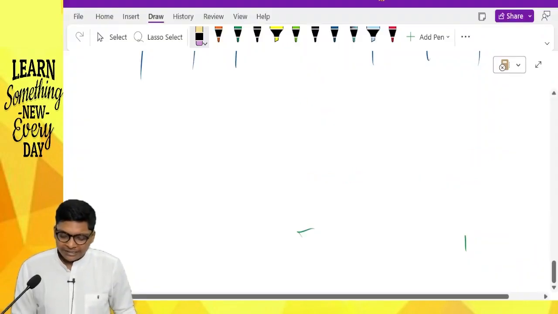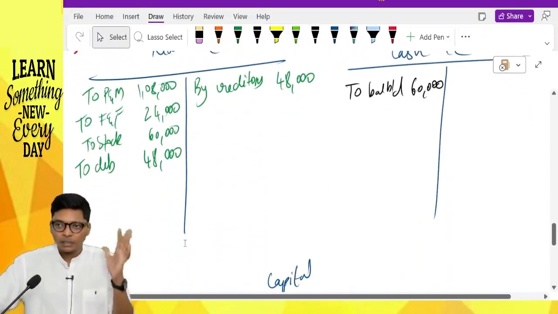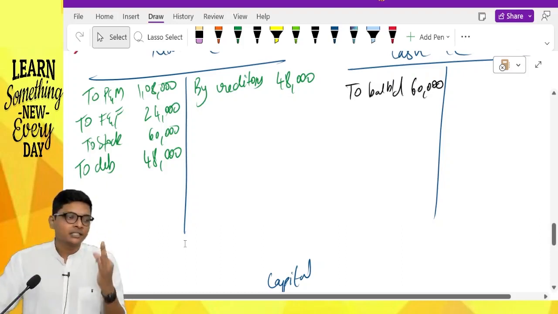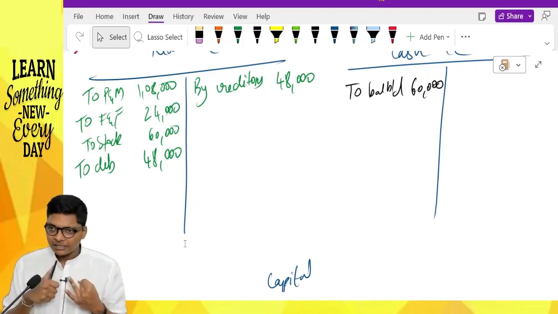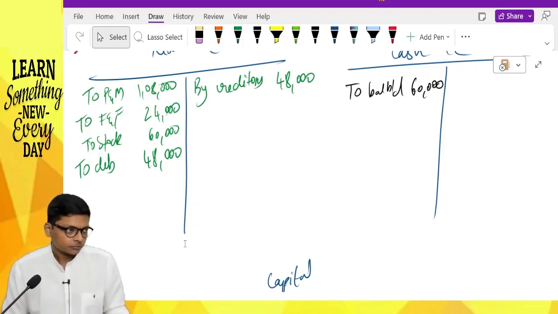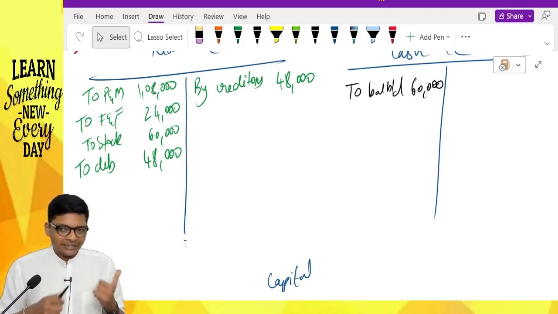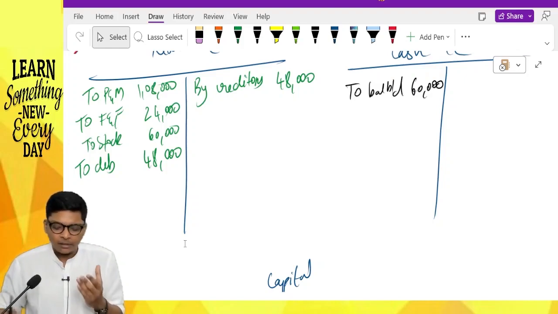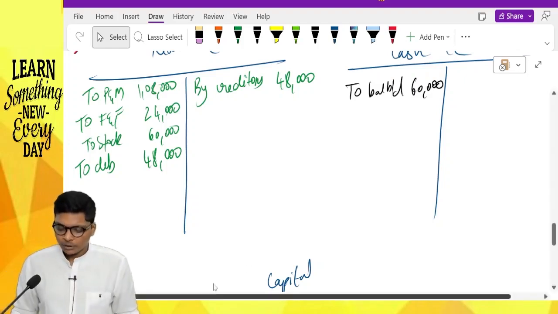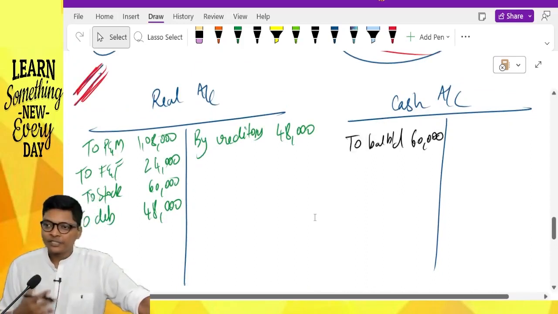All you have done is presentation of values in a different format in 3 ledgers. One balance sheet is transferred to 3 ledgers in 9 out of 10 sums. It's going to be these 3 things: realization, cash, capital account. We may have additional ledgers, but not less than this. Realization and partners capital is mandatory. Very rarely, once in 10 years, one sum will come where cash account is not needed. Are you able to follow, guys? Clear? Can we proceed further?